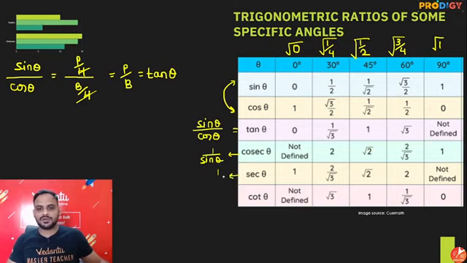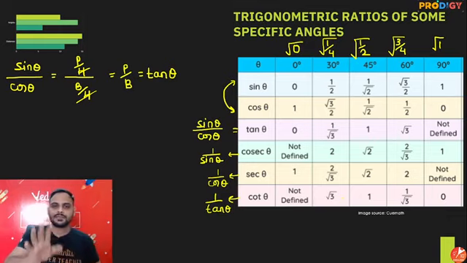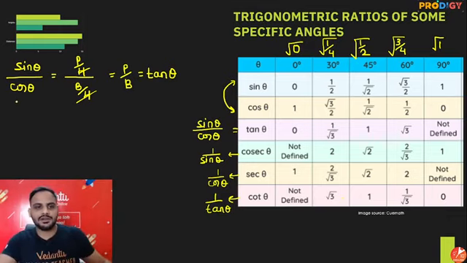Sec theta, do the reciprocal of cos theta, or you can reverse the values of cosec theta as well, and cot theta, reciprocate the values of tan theta. Okay? This is how you can get the table. So beta, here you got to know one more relationship, that sin theta upon cos theta is equal to tan theta.